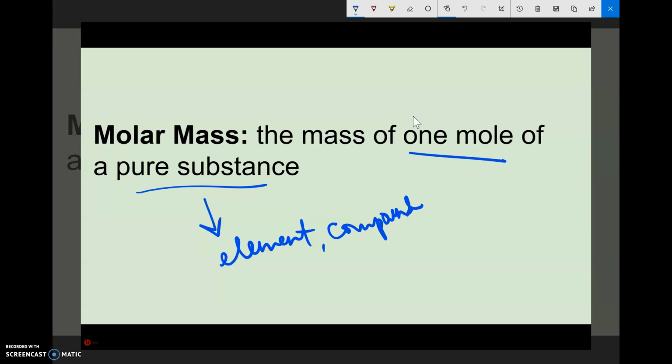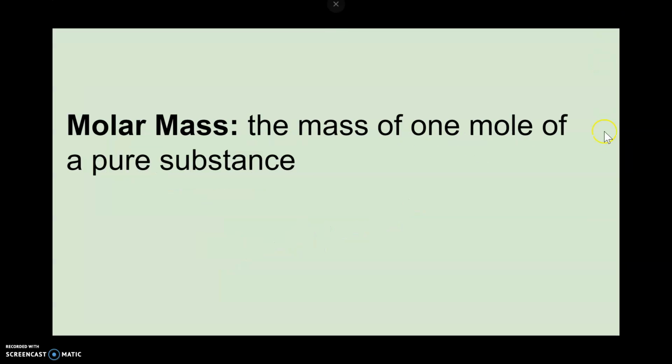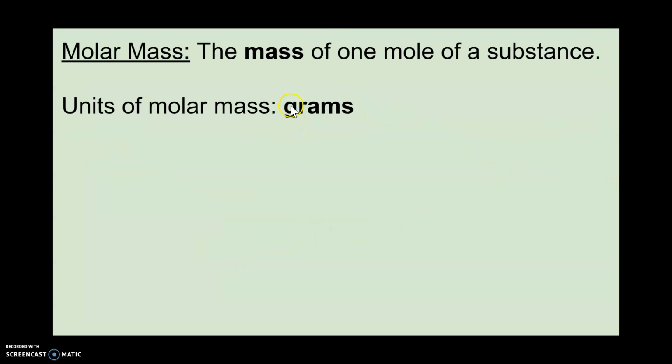So a molecule is going to be like your covalent bonds. So all of that encompasses a pure substance. And so again, molar mass is the mass of 1 mole of any pure substance. So 1 mole of aluminum, 1 mole of calcium, 1 mole of sodium chloride.